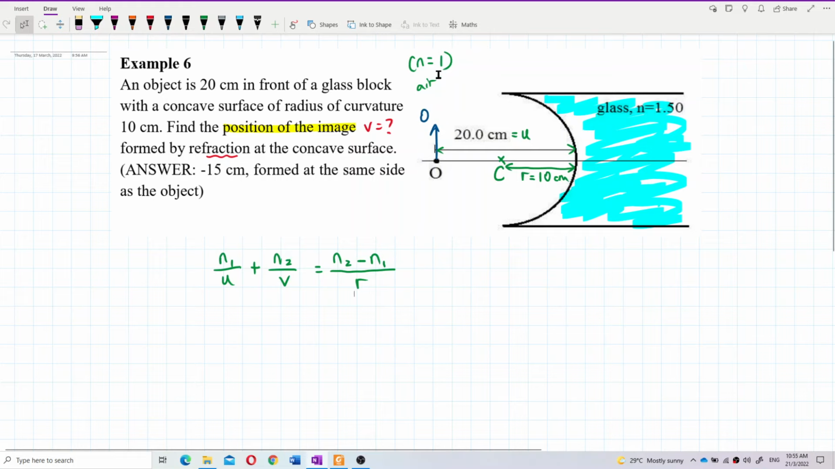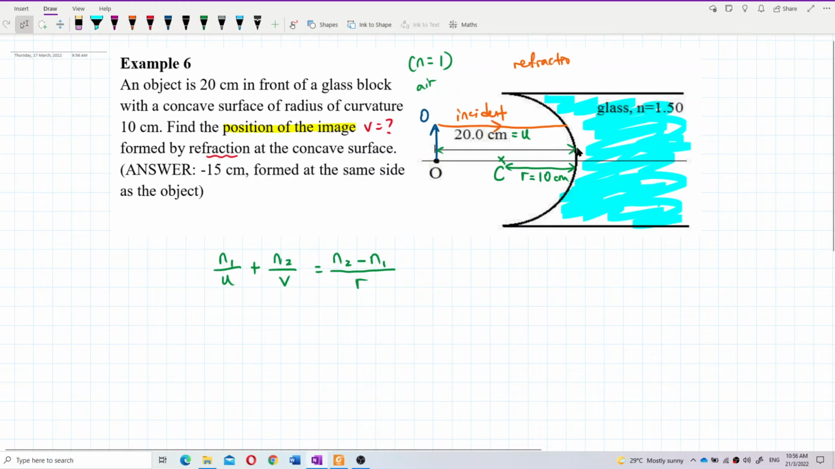Here we have the refractive index of air, and we have the refractive index of glass. We need to look at where is the source of light, where is the object. So the object is over here. First of all, let's draw the incident ray and refracted ray. The incident ray comes from the object. When you do this question, always draw the ray first, the incident ray and refracted ray.